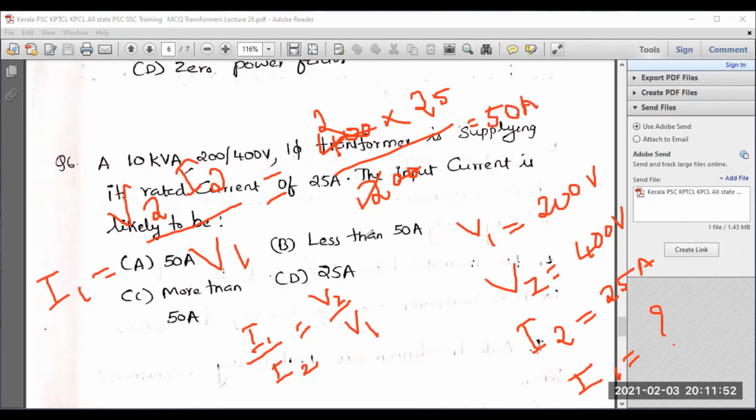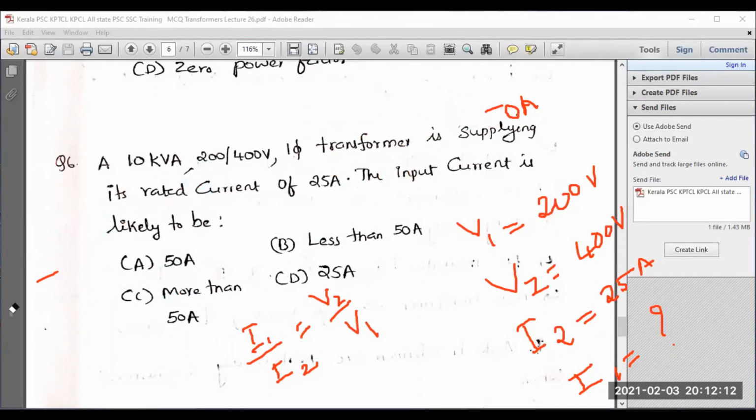You may choose option A, but it should be more than that. So read the question. The input current is likely to be. It should be more than 50 ampere. Not exactly, we cannot predict. So I can go for option C. Option C is the right answer for this question.